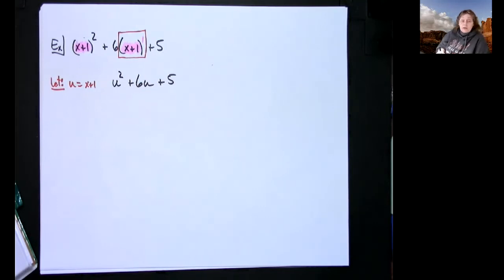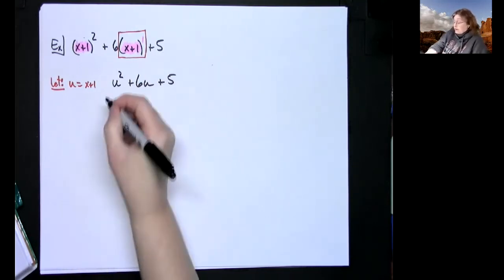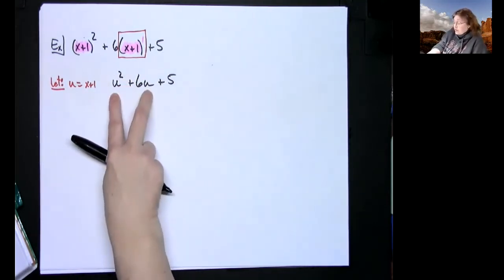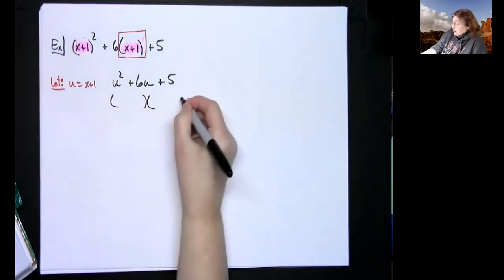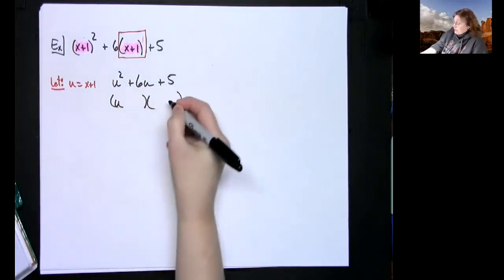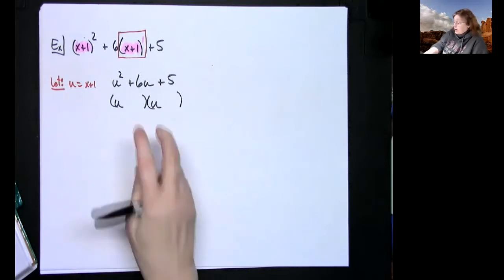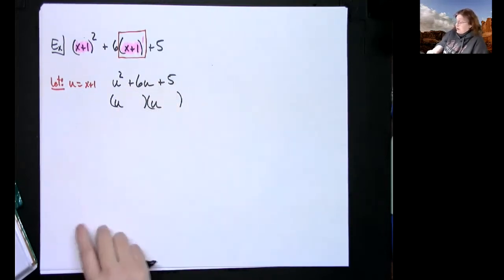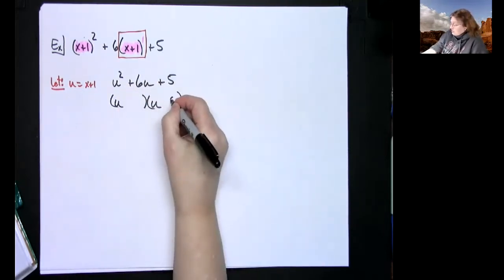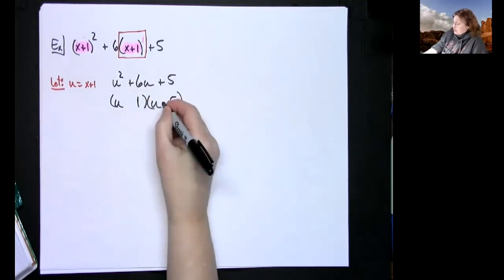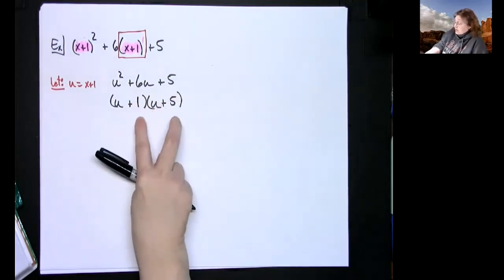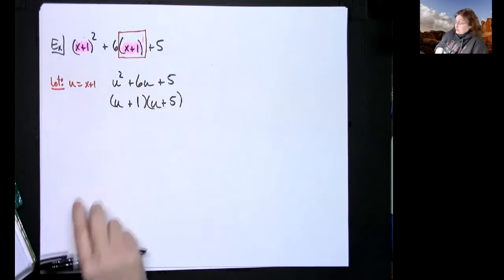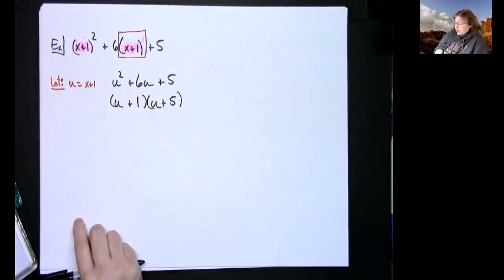Now I've got a nice little quadratic there, leading coefficient of 1. It's in a single variable, so I can guess and check this. I've got a u and a u. Everything is all pluses. 5 times 1, I don't have any other choices here, so plus and plus. That gets my 5 and my 6 in the middle. So again, that factored pretty easy.